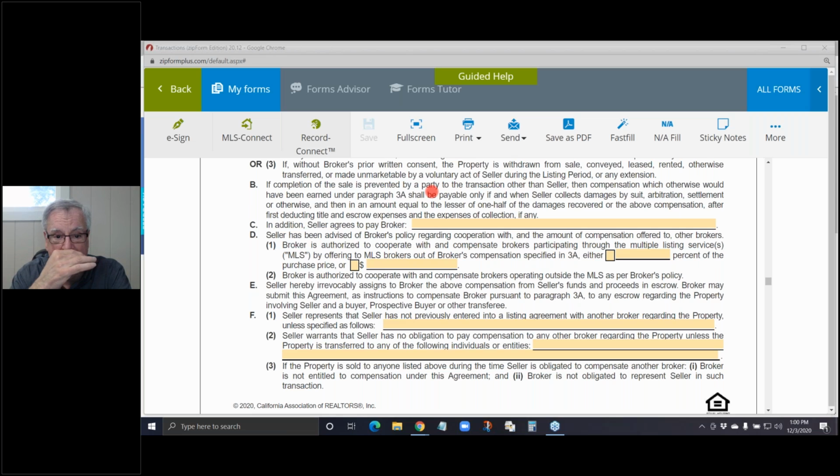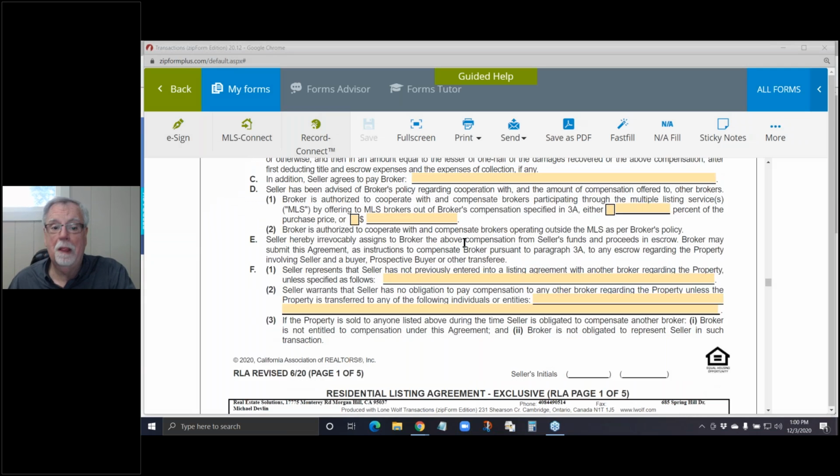It's 6%. If you leave that blank, then you could structure it maybe a little more flexibly than if you wrote it in, but you should reflect whatever it is you've agreed to do with the seller, assuming you agreed. Seller hereby irrevocably assigns the broker the above compensation from seller funds through escrow. That's what it says. The seller still is going to have to sign escrow forms.